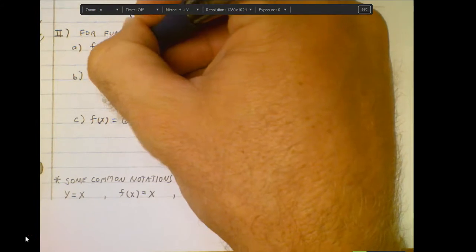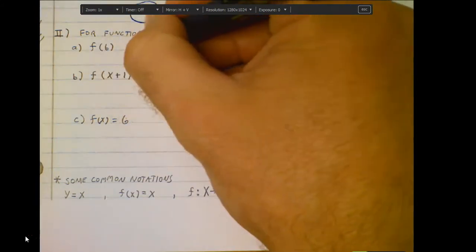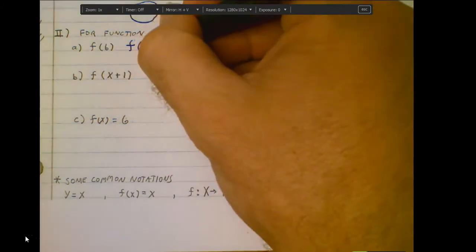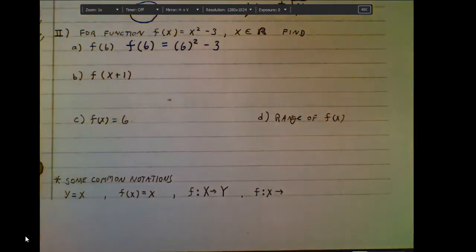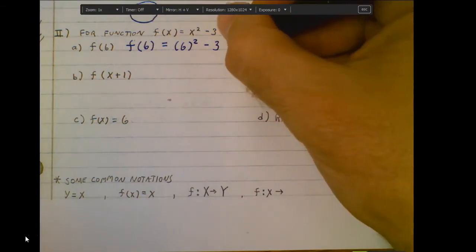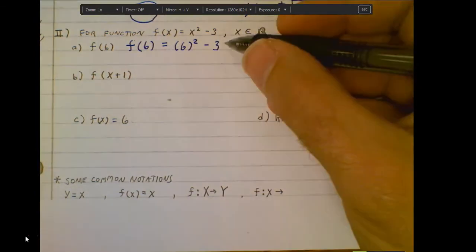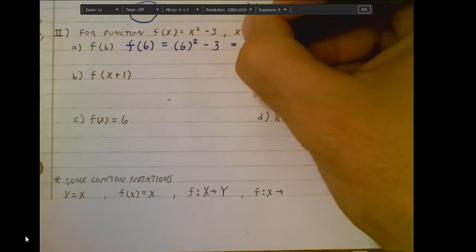And we're just going to clean that up as much as possible. So replacing my x's with 6's, I get this look here. And if we just do a little cleanup, 6 squared is 36, minus 3 is 33.